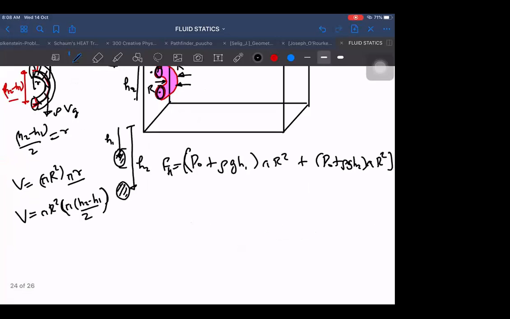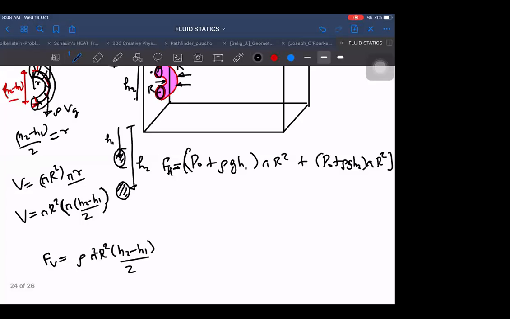Then what is the vertical force? The vertical force comes out equal to rho into V, that is rho into pi r square into pi into (h2 minus h1) by 2, into g. That is the vertical force. So we already knew the horizontal force, and now we also know the vertical force.